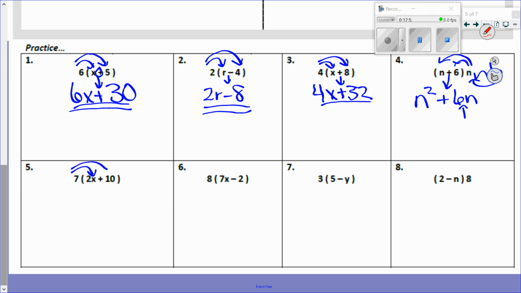Okay, our next one. Again, if you do the arrows, this is super easy. 7 times 2x, 14x. The sign comes down. 7 times 10, 70.